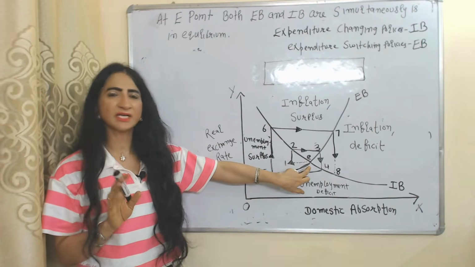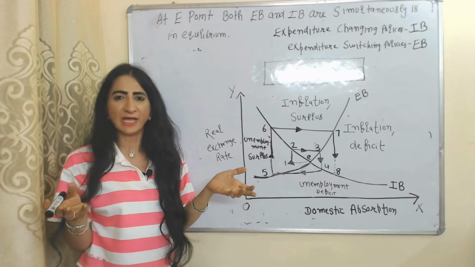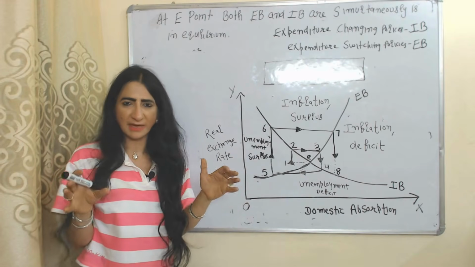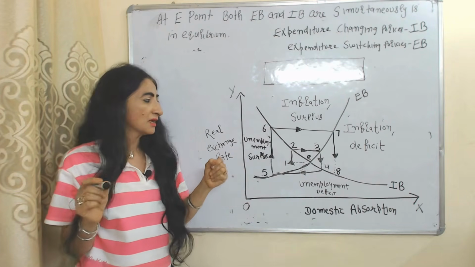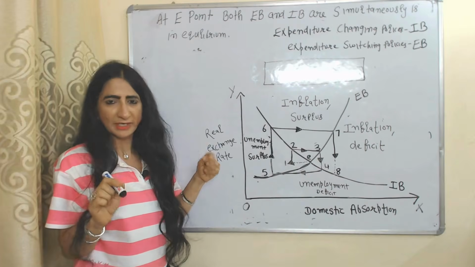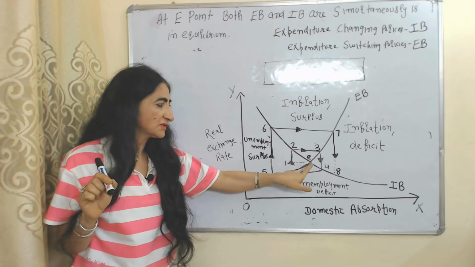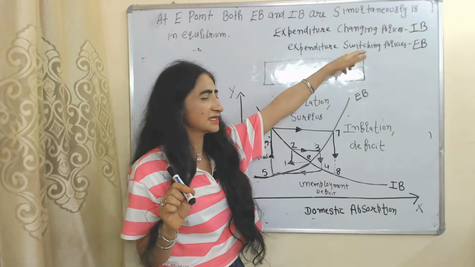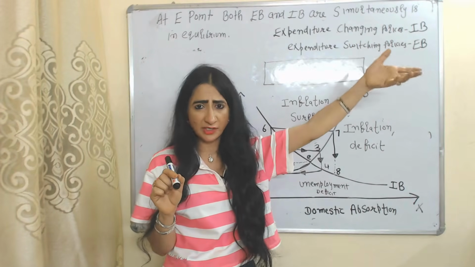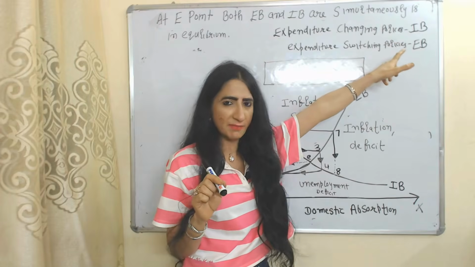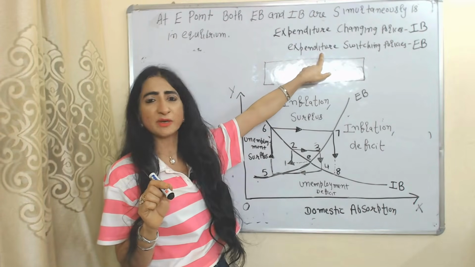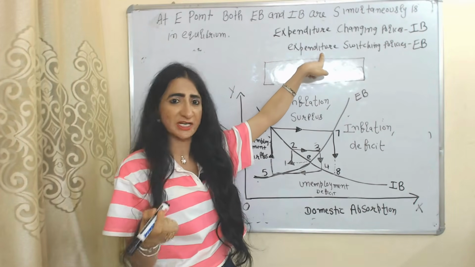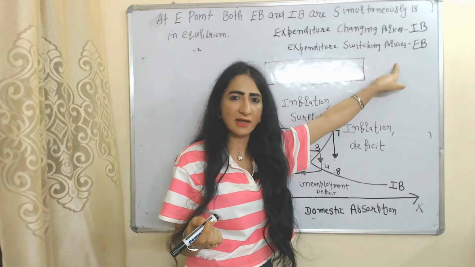So E is our equilibrium point where we have internal and external balance simultaneously. According to Swan model, in order to achieve this E point, a country should adopt expenditure changing policies like fiscal and monetary policy for internal balance, but expenditure switching policies like appreciation and depreciation for external balance.